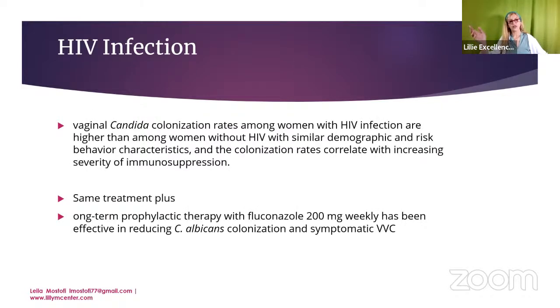What about HIV infection? Vaginal Candida colonization rates among women with HIV infection are higher than among women without HIV with similar demographic and risk behavior characteristics, and the colonization rates correlate with increasing severity of immunosuppression. Same treatment, plus long-term prophylactic therapy with fluconazole 200 milligram weekly, has been effective in reducing Candida albicans colonization and symptomatic VVC.